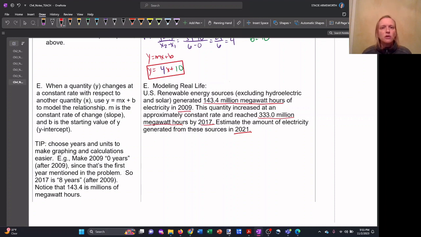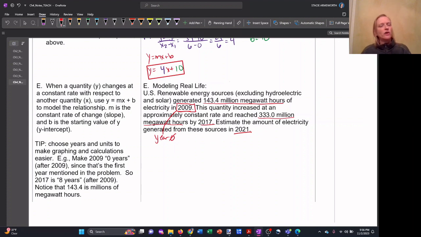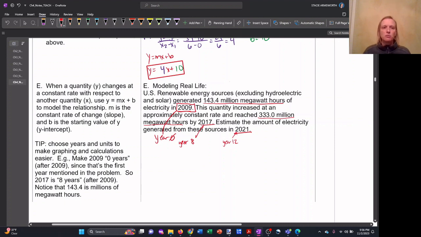In this example, we appeared to have started collecting data on this in 2009, or at least that's where the problem starts caring about the data. So we're going to call this year 0, just to simplify things. Otherwise, we're going to have numbers in the thousands on our x-axis. But if we call 2009 year 0, then 2017 is 8 years later than that. This would be year 8. And then when we get to 2021, that would be year 12. So we can start counting time from 2009 in the context of this problem.